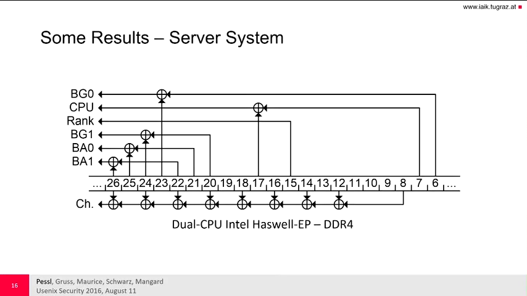Now, for a dual CPU server system, this mapping gets a bit more complex, and you can maybe guess that attacking a machine without knowledge of this mapping and just by guessing addresses might get a bit difficult. Also, apparently Intel got a bit lazy with their channel addressing because they just use every other bit.